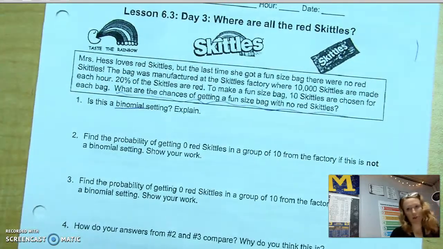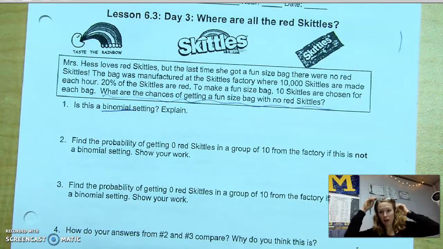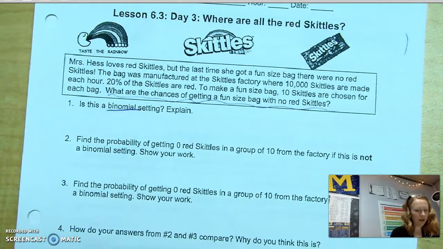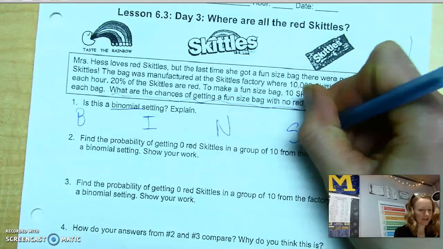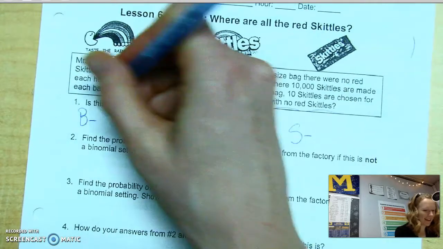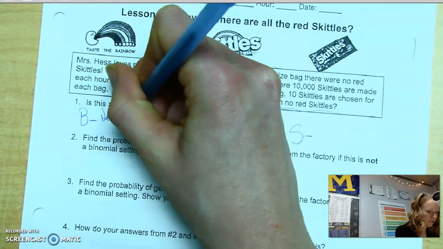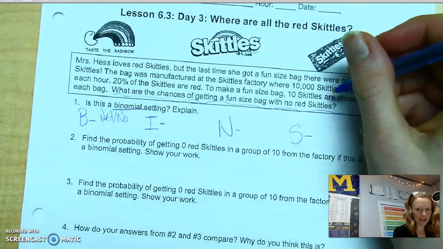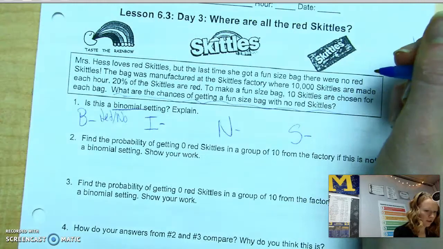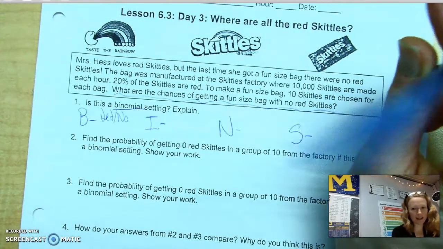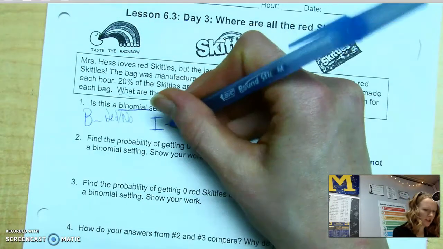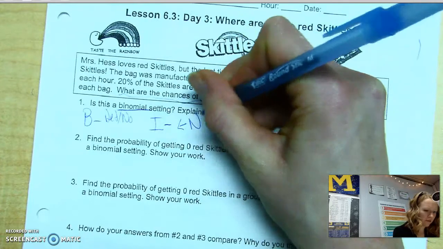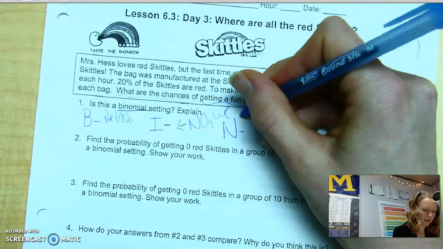First and foremost, we should check to make sure this is binomial before we can use our binomial formulas, right? So we need our BINS. That's going to be something that pops up on a test. Well, here you go. You're either red or not, so it's binary. Independent? Well, it says to make a fun-size bag, 10 Skittles are chosen for each bag. Is this independent? I don't think so. We are not replacing the red Skittles, right?